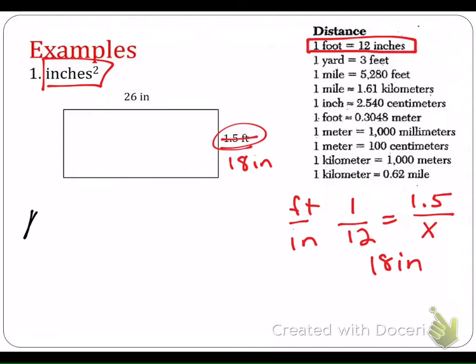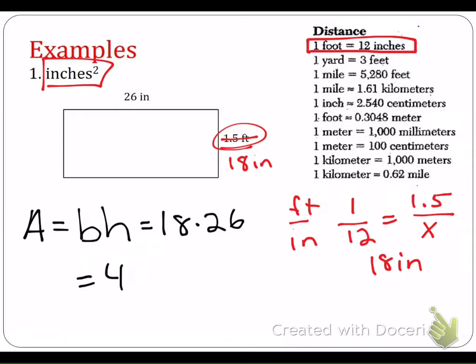How do you find the area of a rectangle? All right. Remember, multiplication is commutative, so if you put 26 times 18 or 18 times 26, it doesn't matter. What do you come up with? 468, and then make sure you take it back to where we were supposed to have it. Square inches.